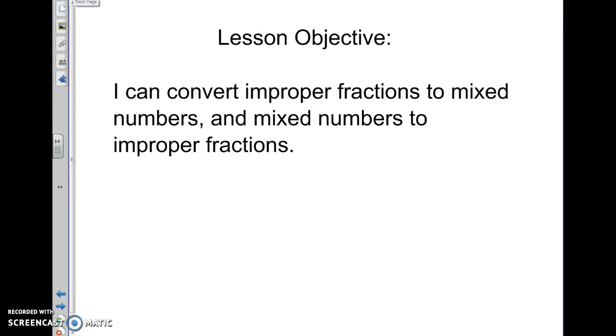Our lesson objective today: I can convert improper fractions to mixed numbers and mixed numbers to improper fractions. Again, this is a review.